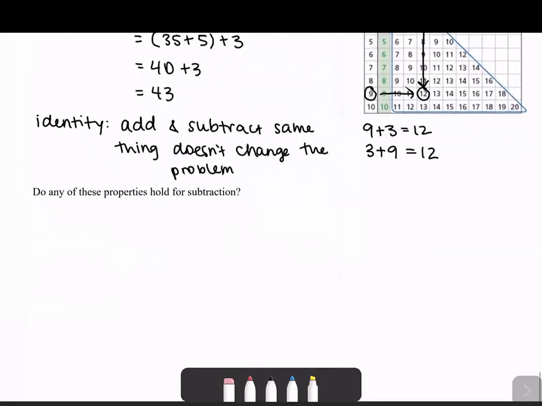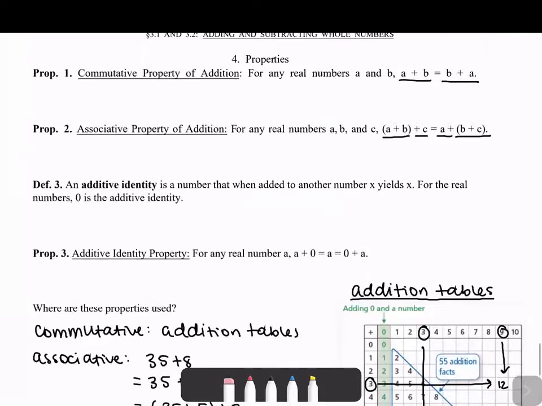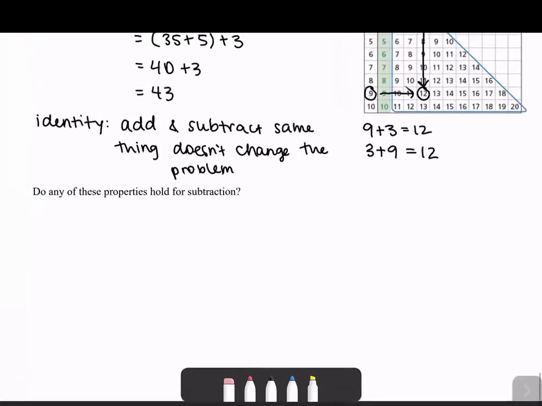So now let's talk about, do any of these properties hold for subtraction? All of this so far has been properties of addition. So let's talk about if these hold for subtraction. Let's just take an example. So subtraction, let's look at commutativity. The commutative property is also called commutativity. The associative property is also called associativity, right?